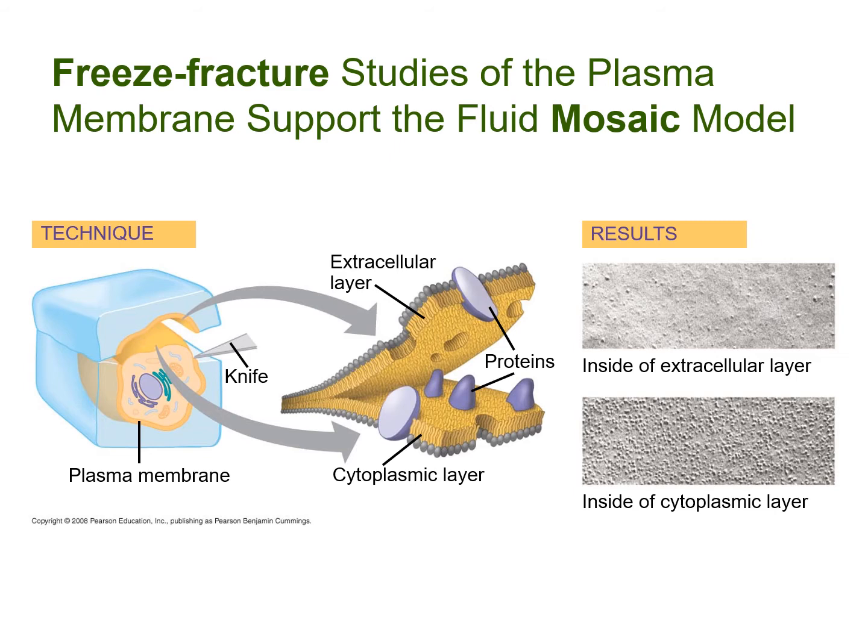So on the top here, we've got the view of the inside of the extracellular layer. And again, this is with a scanning electron microscope, so it gives us 3D images of the texture of the surface we're looking at. And this is the inside of the cytoplasmic layer. Notice that it's a lot rougher. All of those bumps are proteins.